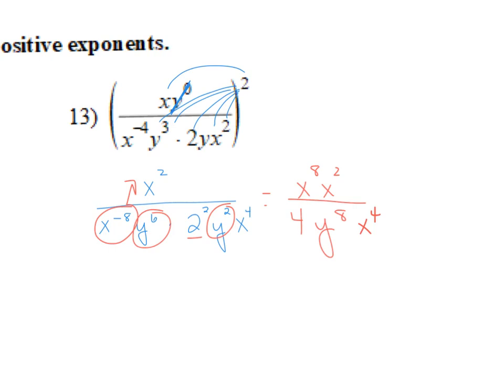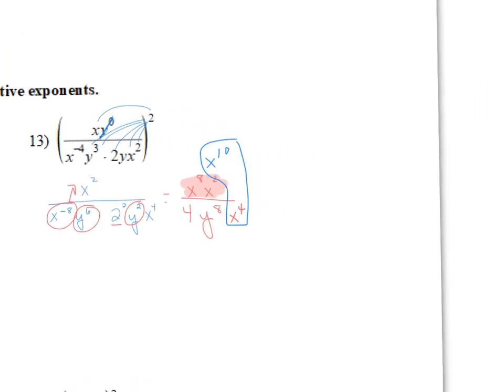Okay, so now when I put these together, that's going to give me x to the 10th. But since these are on different levels, we're going to subtract. And when I take 10 minus 4, I get 6. And then I have more x's on top. So I've got x to the 6th on top. I've got the 4 and y to the 8th still on bottom.